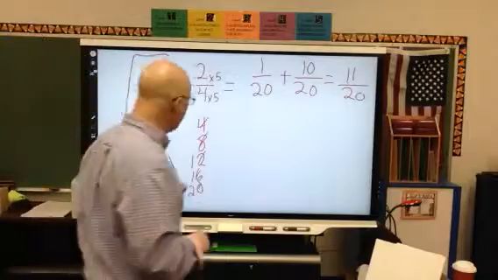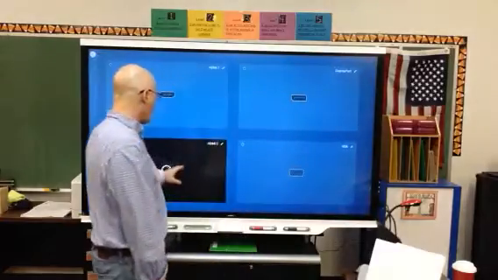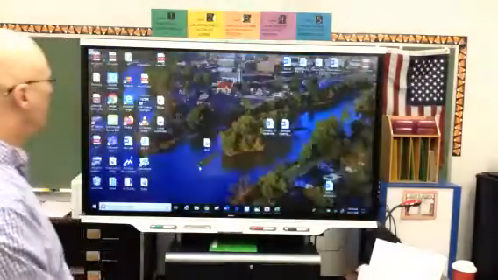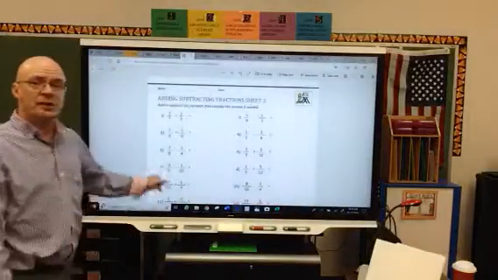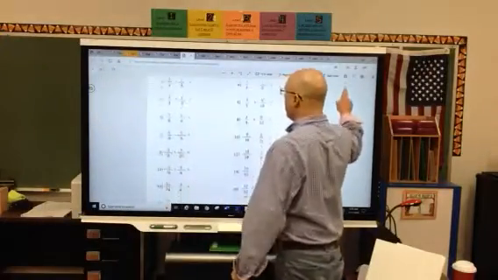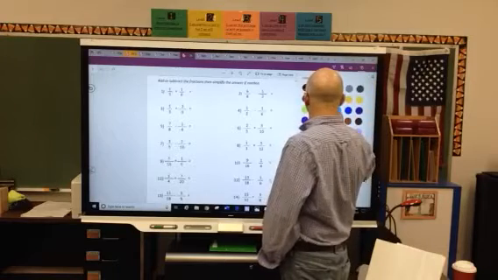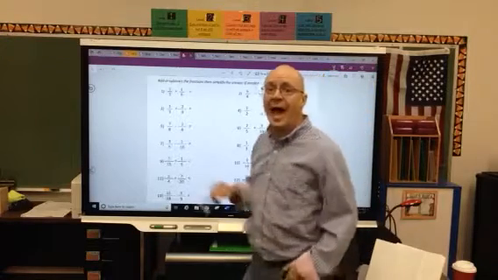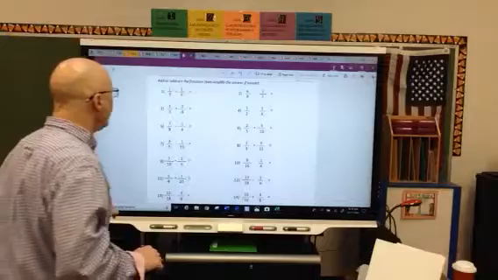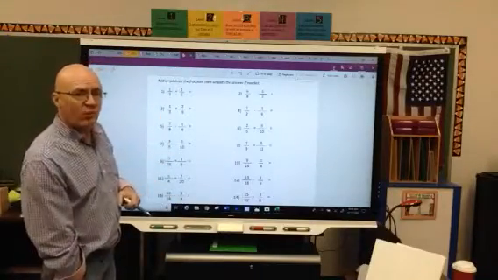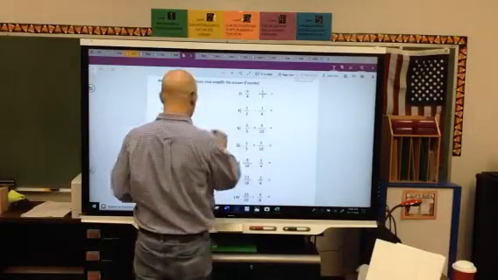Now let's go to your worksheet and take a look at it. The worksheet looks like this. And it's basically these same kind of ideas. The first thing you want to do is look and say, what am I doing here? Well, I'm adding. So when you add or subtract fractions, the denominators stay the same. Then I ask myself, can I add these fractions in this form? And the answer is no.